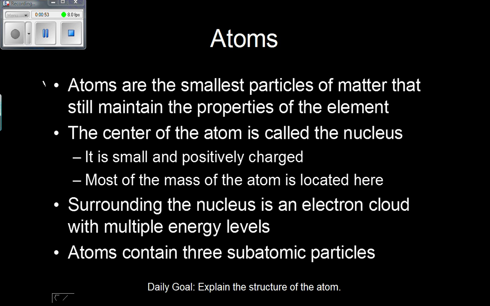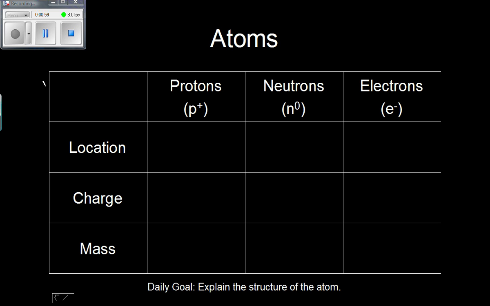All atoms contain 3 subatomic particles. You've probably heard these names before. Our 3 subatomic particles are protons, neutrons, and electrons. Protons are located inside the nucleus. As the symbol suggests, protons have a positive charge, and they have a mass of 1 atomic mass unit, or AMU. We use an atomic mass unit because any other form of mass would just be too large, such as grams.